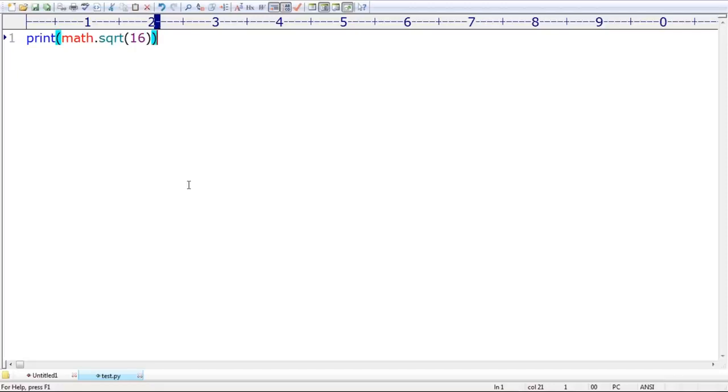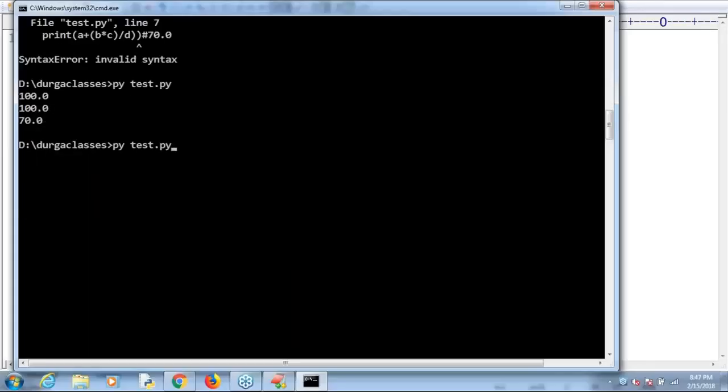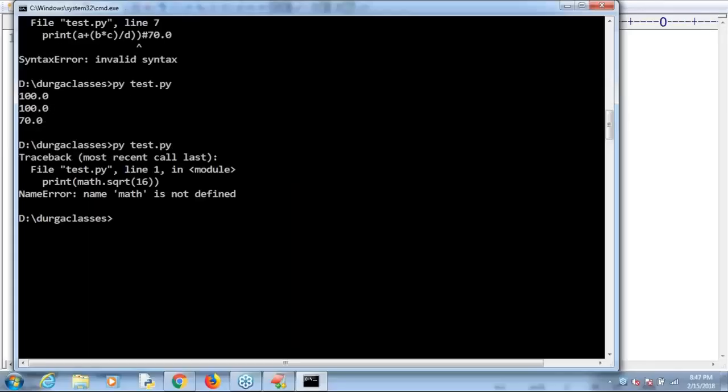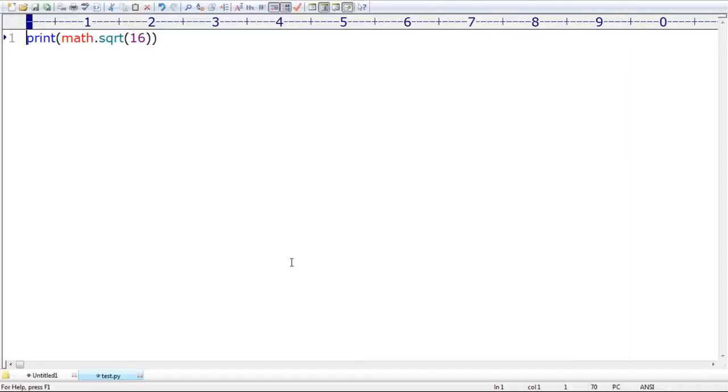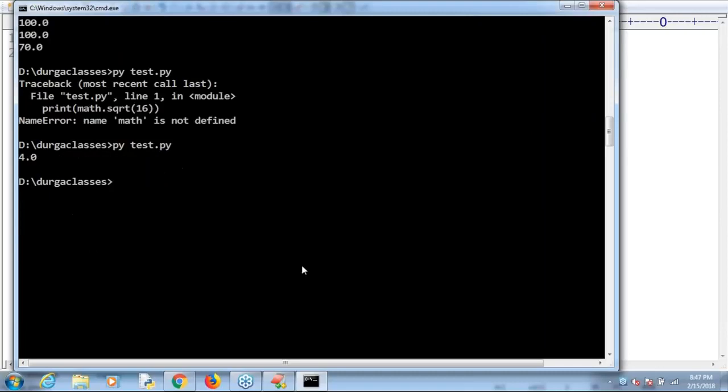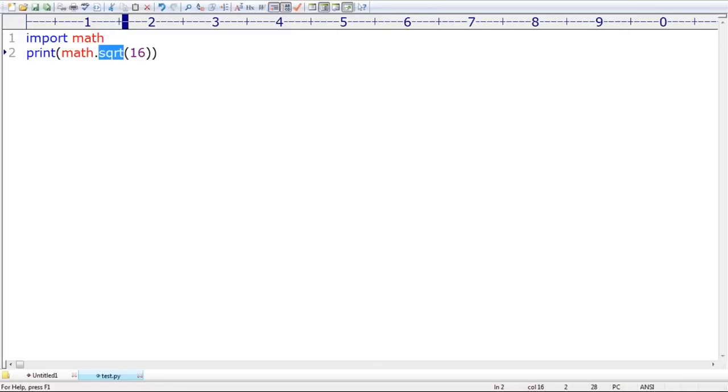Sir, just let me execute this code. I'm not sure what will happen. Just cross check, sir. Math dot square root of 16. What is the output I'm getting? Oh, name math is not defined. Now I have to convey: boss, math, can you please import the math? Import the math, then print square root. Can you please observe that? What is the output by default? You are going to get 4.0. Clear, right? Square root of 16 is nothing but 4.0 because the return type of the square root function is always going to be a float value.